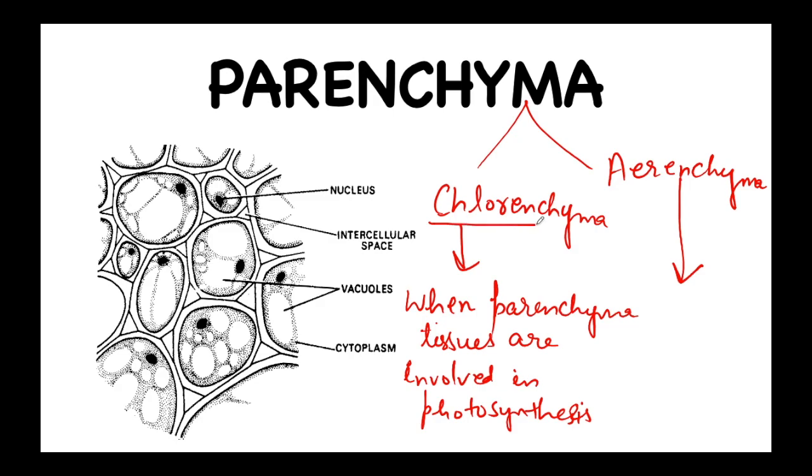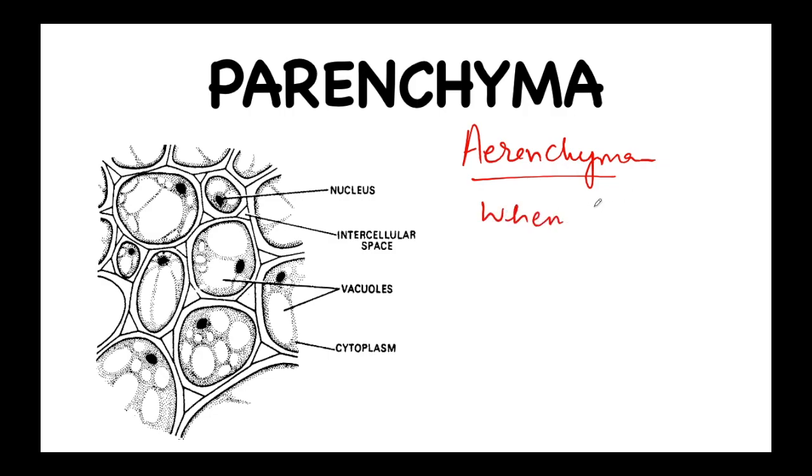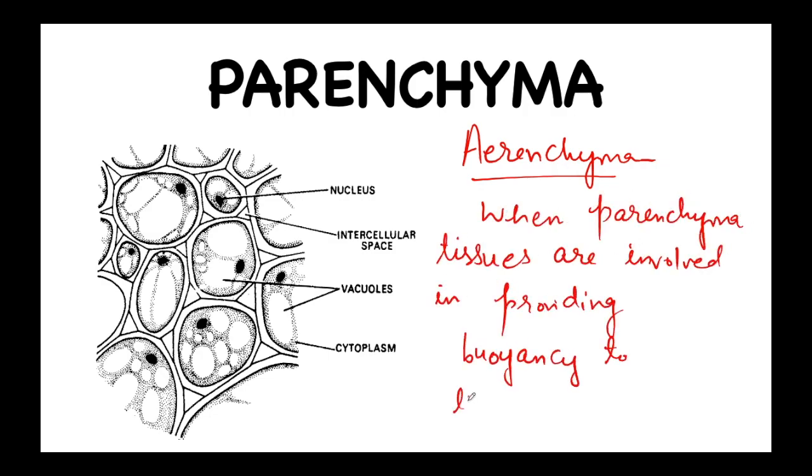Here chlorine suggests chlorophyll, and chlorophyll is the green pigment which is responsible for catching sunlight to carry out the process of photosynthesis. And when parenchyma tissues are involved in providing buoyancy to the aquatic plants, they are known as aerenchyma. Here aer means air cavities.